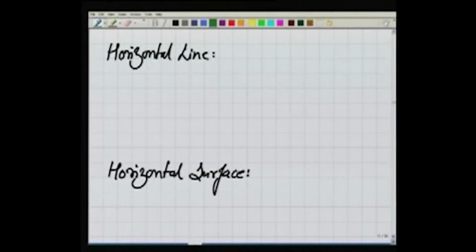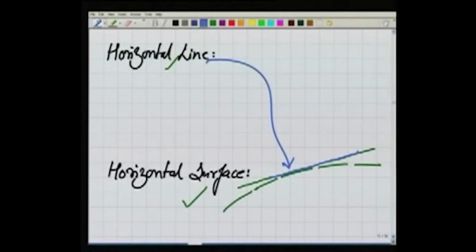Similarly, we can now define the horizontal surface and the horizontal line. Well, the horizontal surface is, if this is my level surface, anywhere a surface which is tangential to that is the horizontal surface, and a line which is on the horizontal surface is the horizontal line. Well, having seen that, now we will go to the principle of leveling.